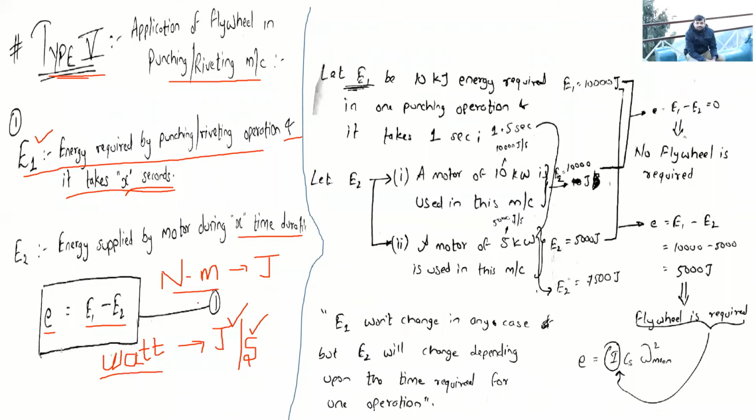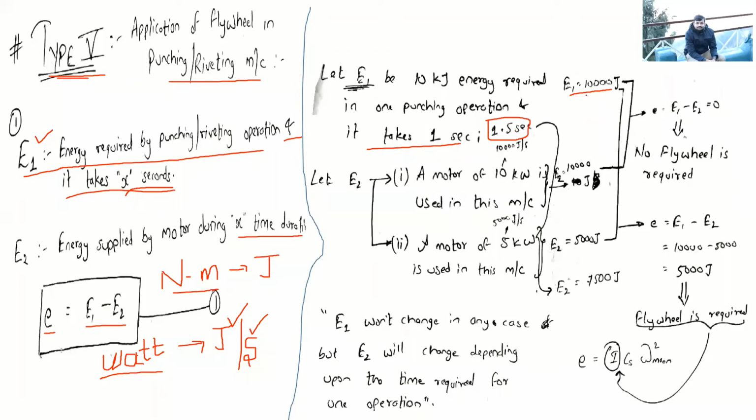This is very important to understand. So with this basic information, let's move forward and understand these E1 and E2 with the help of a small example. Let E1 be 10 kilojoules of energy required in one punching operation. So the value of our E1 is 10 kilojoules, which means 10,000 joules, and the operation takes 1 second. Let's consider 1 second for our moment; do not take 1.5 seconds.